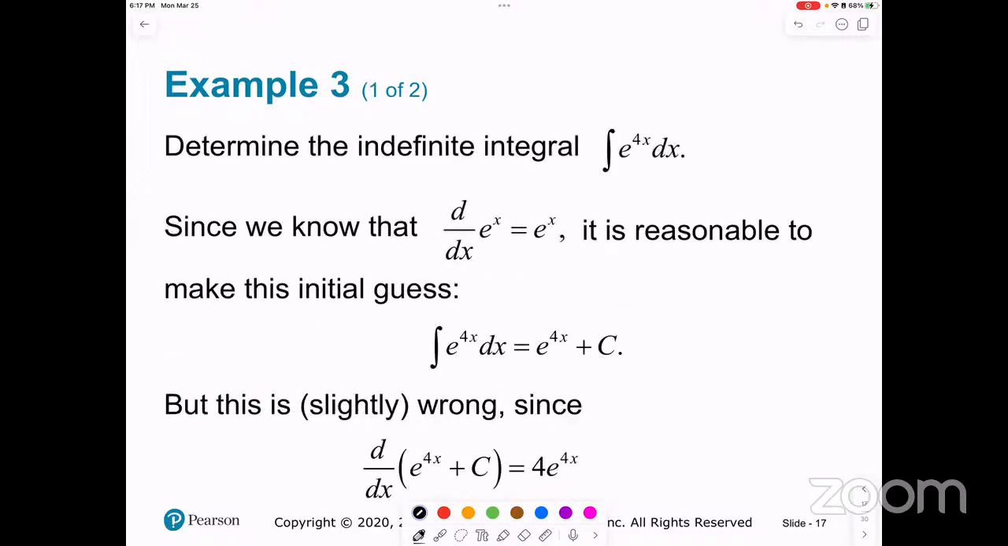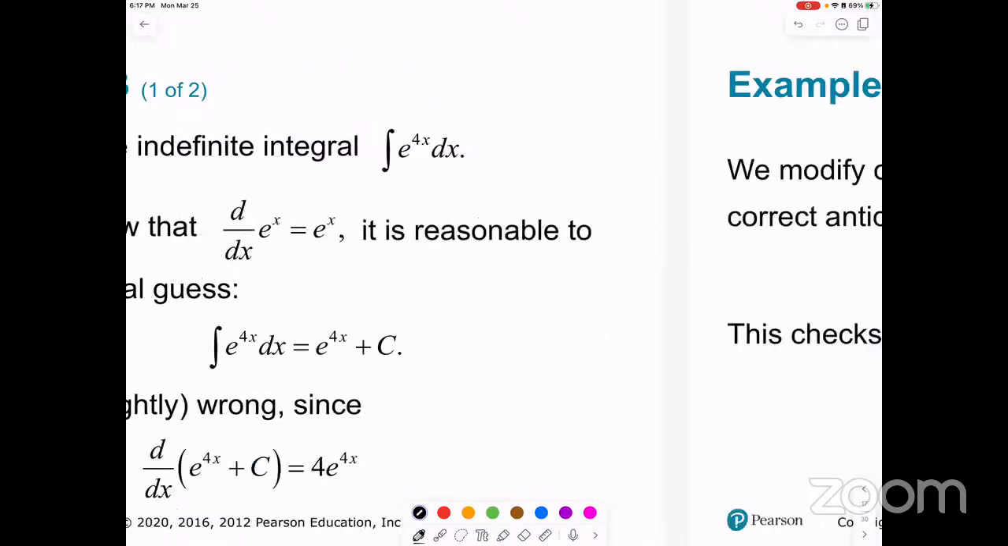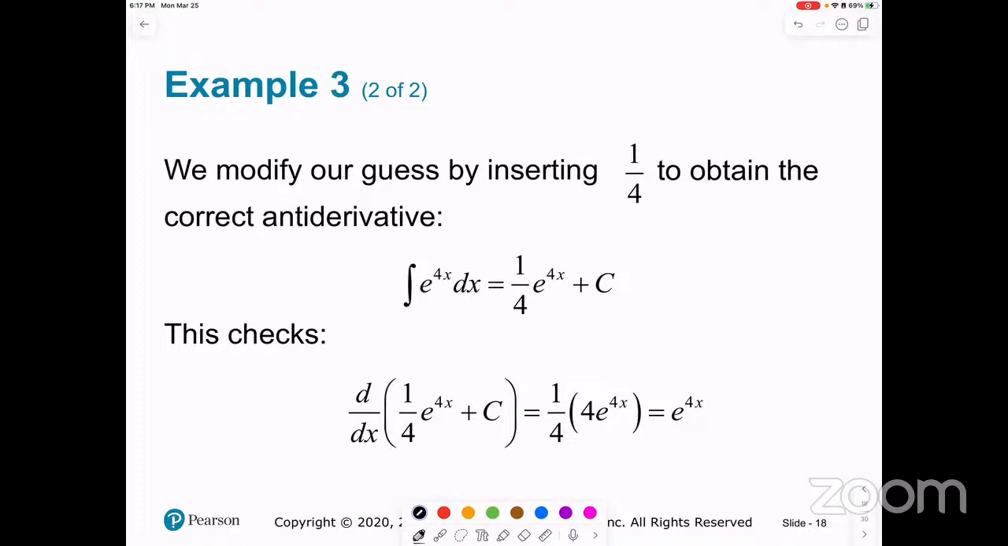So determine the integral. Since we know that the derivative of e is itself, it's reasonable to make this initial guess that the integral of e to the 4x might be e to the 4x plus c. But this is slightly wrong, because when we take the derivative, we get 4 times e to the 4x. And so we have that extra 4 in there, right? So we modify our guess by inserting 1 over 4 to obtain the correct antiderivative.